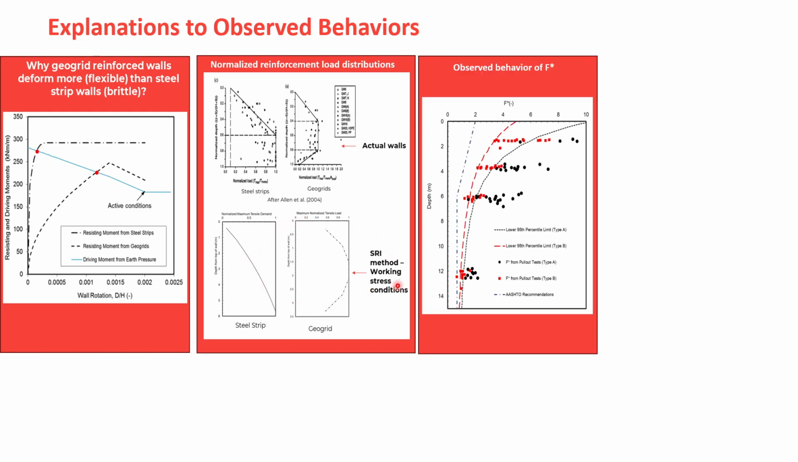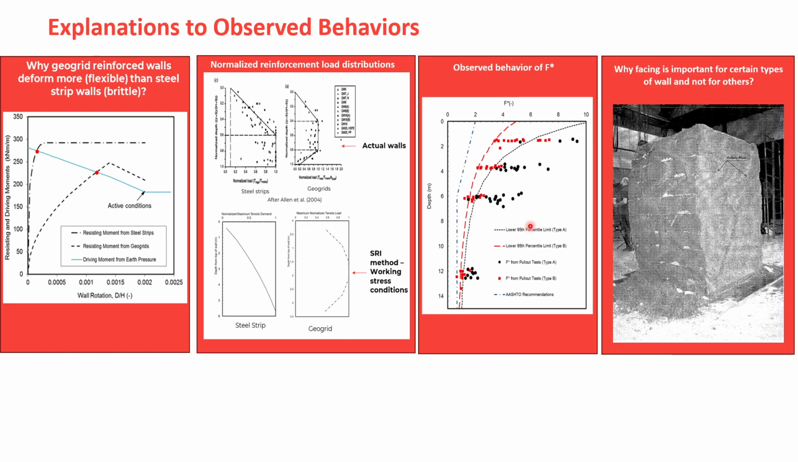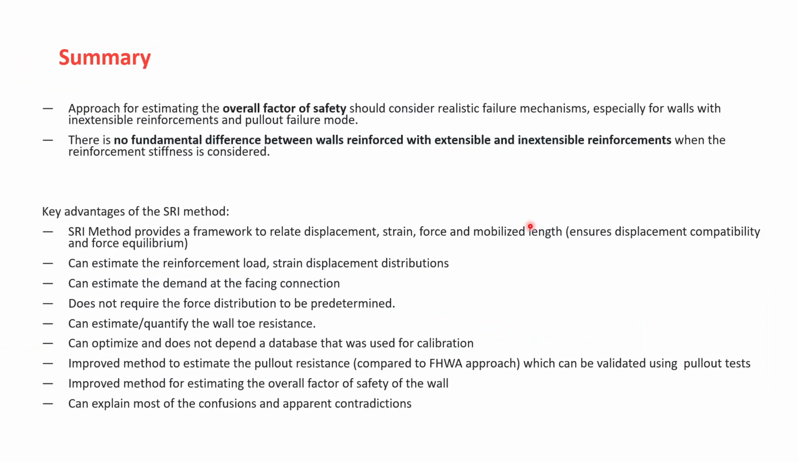I don't want to get into details. Some of you might remember this F star factor. It's an empirical coefficient right now, but even that you can explain why it's like that. It's just the dilation effect. And then also some other interesting questions. There are papers about why facing is important for certain types of wall and not for others. You can explain that by looking at these distributions, for example.